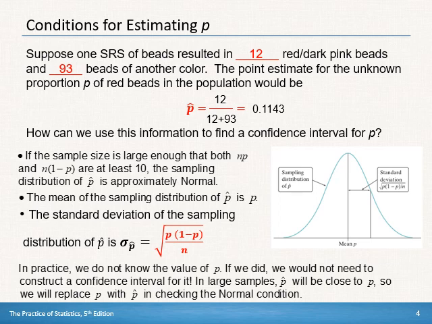All right, so if our sample size is rather large, then we know the standard deviation of the sampling distribution, or the spread of our sampling distribution of p hat, is going to be fairly narrow. And so our p hat will be pretty close to p, assuming the sample is fairly large. So we are going to go ahead and just replace p with p hat when we're checking for our normal condition.